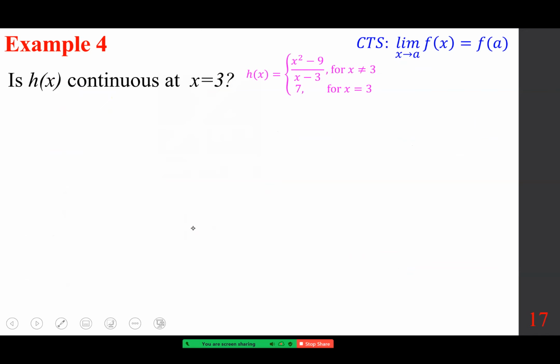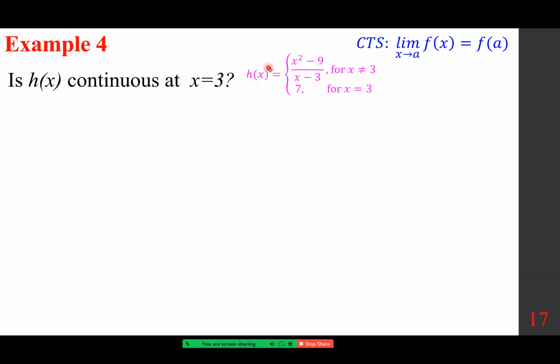Let's look at this function. h of x is given as such: equals x squared minus 9 over x minus 3 when x is not equal to 3, and it's equal to 7 when x is 3. Is this continuous at x equals 3? If you look at this expression, at x equals 3 it is undefined, so we have to look at the limit and the functional value. If they're identical, so be it.